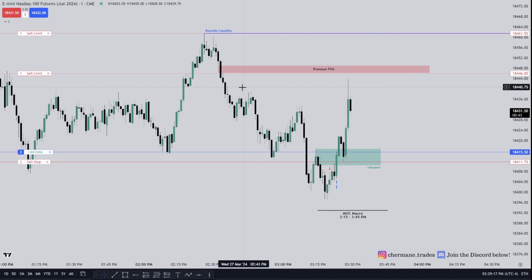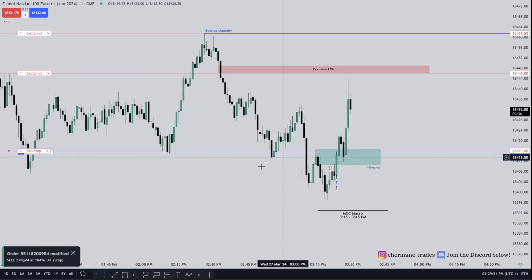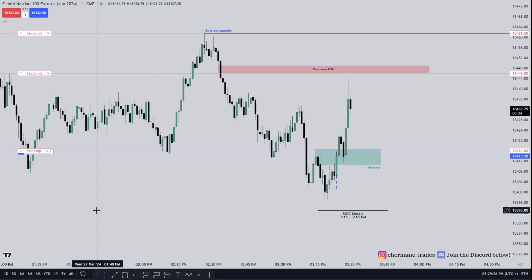All right, so we cleared that high. So now it's a risk-free trade. Stop loss move to break even. Lock in a tick or two just to cover the spread and commissions. And we're letting the rest run.